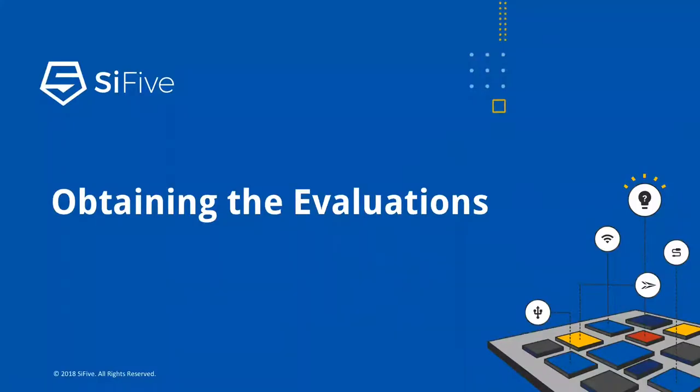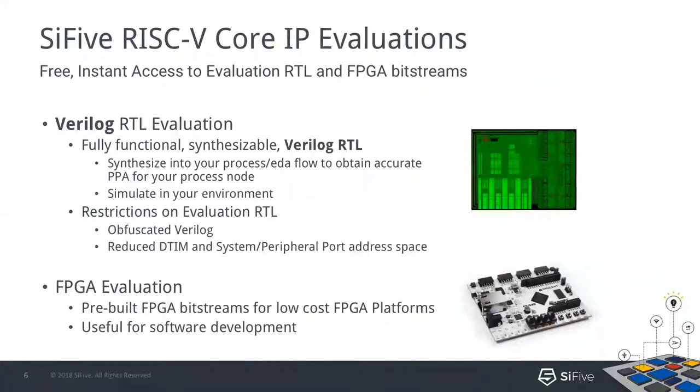So the first part in evaluating SiFive's RISC-V Core IP is actually obtaining the evaluations. SiFive offers two types of evaluations. The first being a Verilog RTL evaluation. This is fully functional, synthesizable Verilog RTL. This is really useful as it allows you to synthesize the design into your exact process and EDA flow, obtaining the most accurate power, performance, and area for your design. It also allows you to simulate the design in your exact environment.